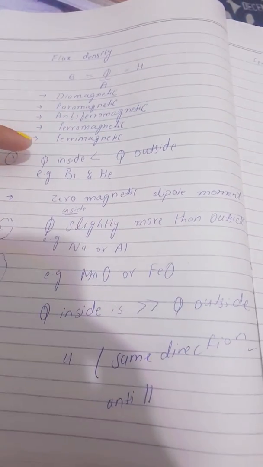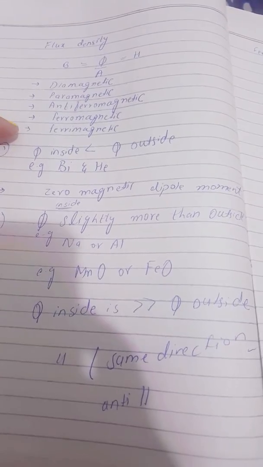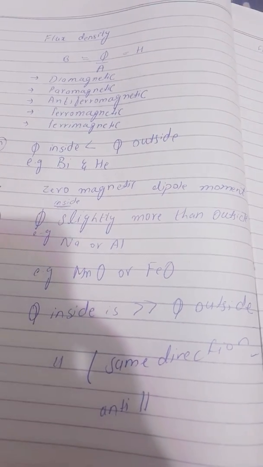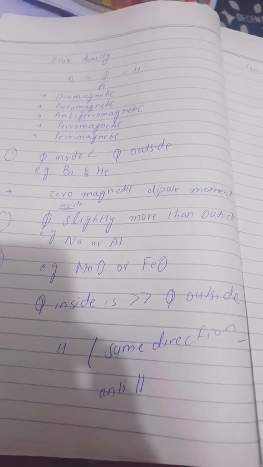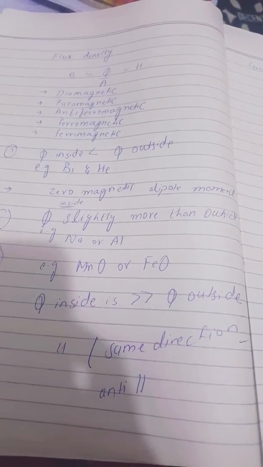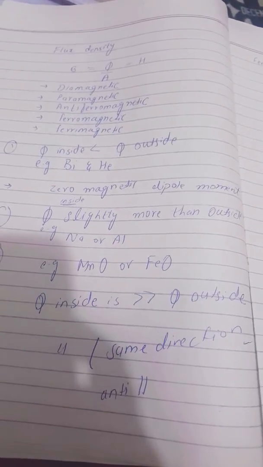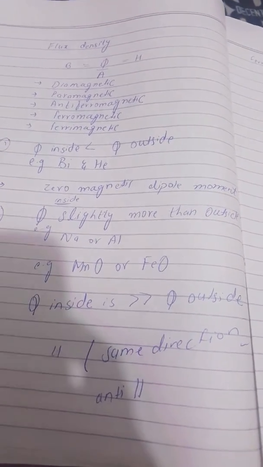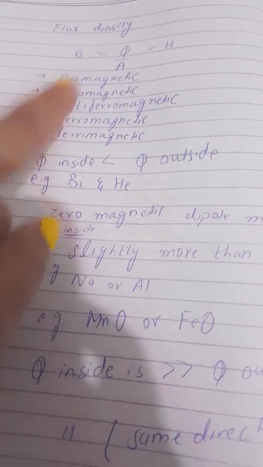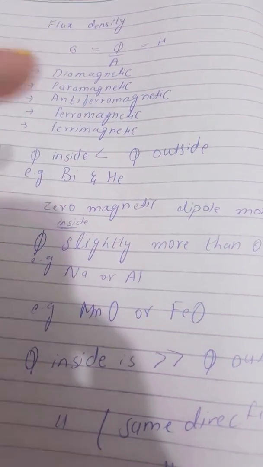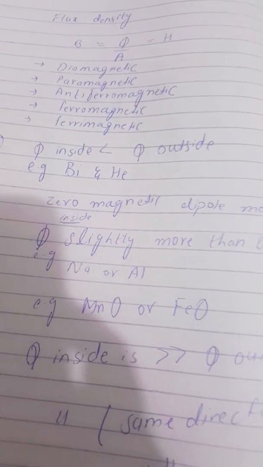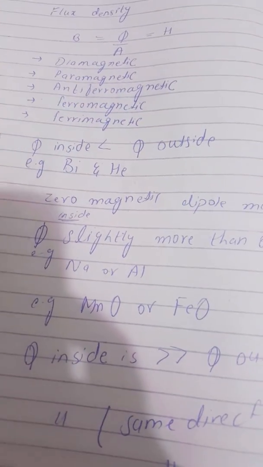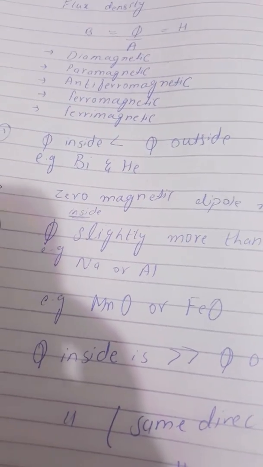Now the difference between ferri and antiferromagnetic. In ferrimagnetic, we have larger dipole moment. Some ferrimagnets have larger dipole moments, while antiferromagnets have the same kind of dipole moment, but they are anti-parallel. Ferrimagnets are also anti-parallel, but some have larger dipole moment.